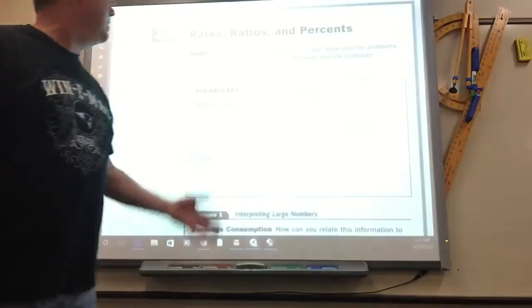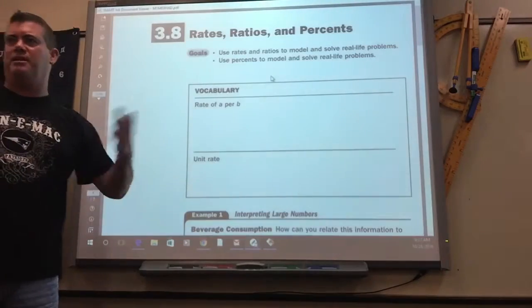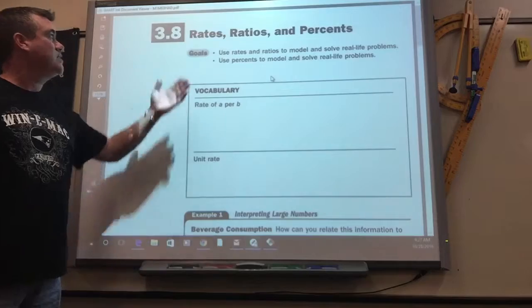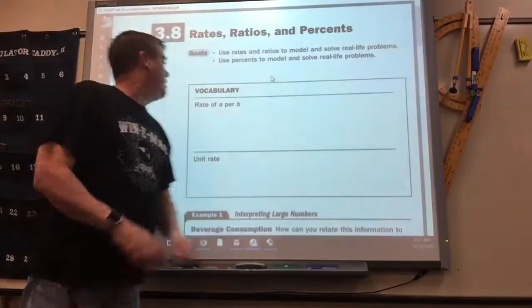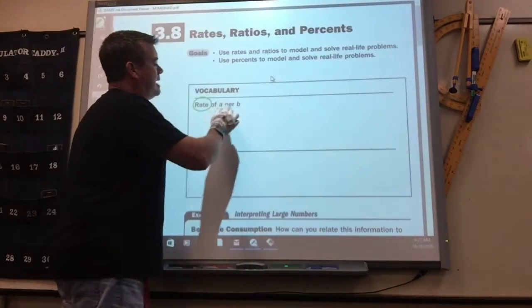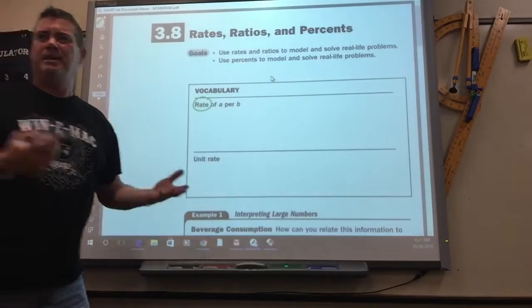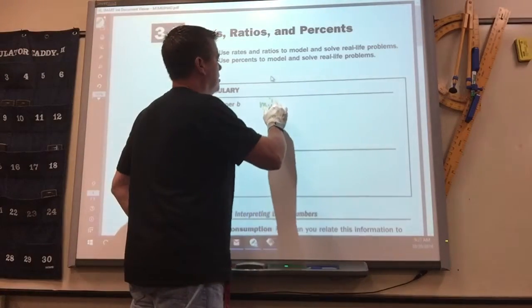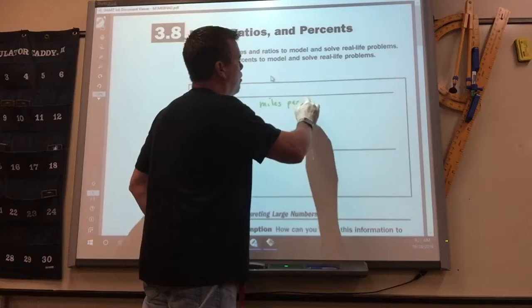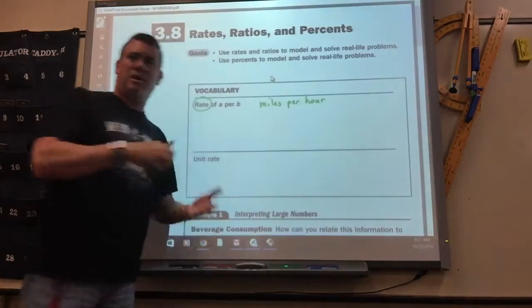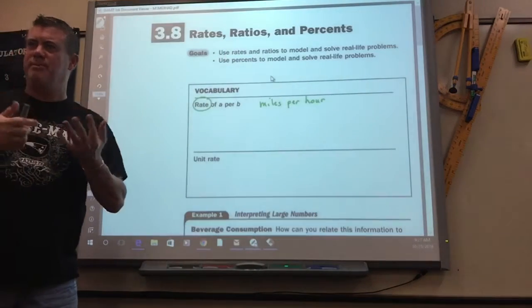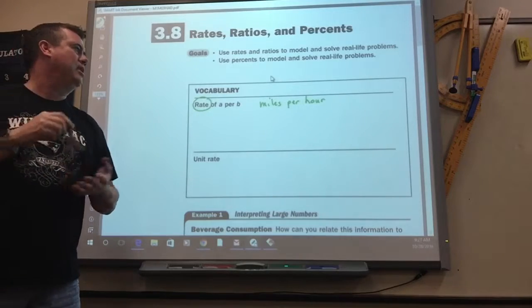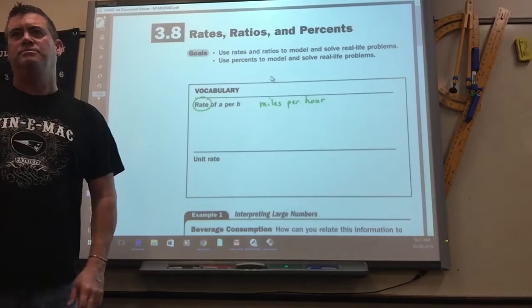Really just review, and it's super easy. You did a lot of it in 7th grade, 8th grade. It's rates. A rate of A per B, like miles per hour. Rates are always something per something. Feet per second, yards per minute, whatever.